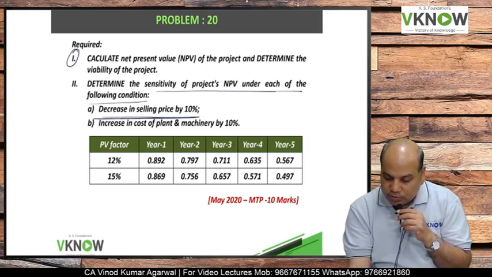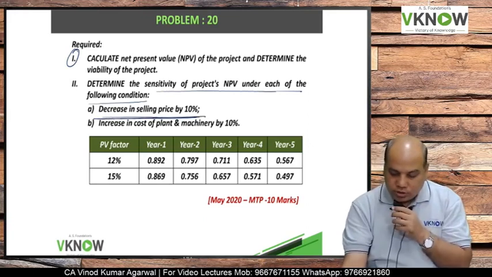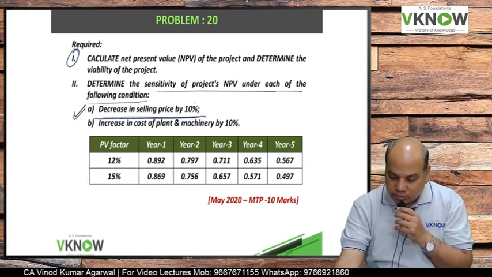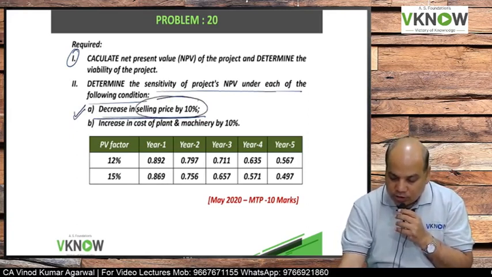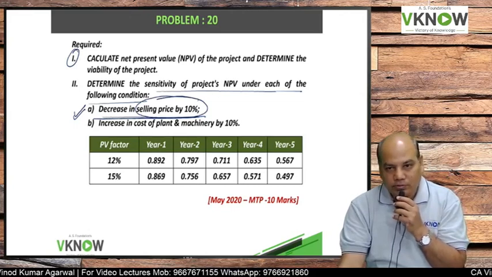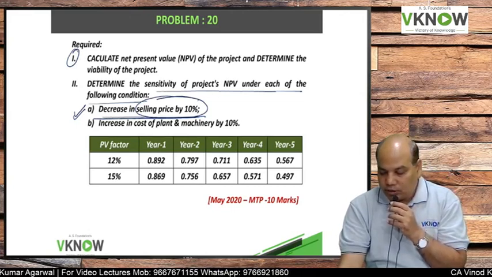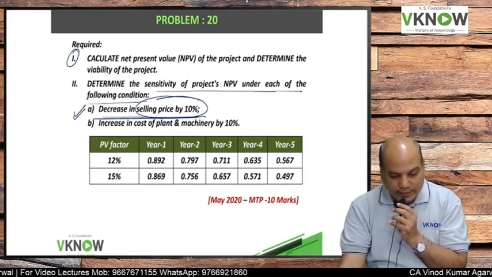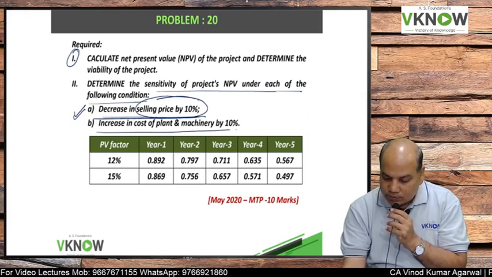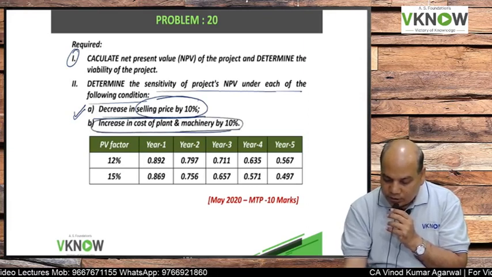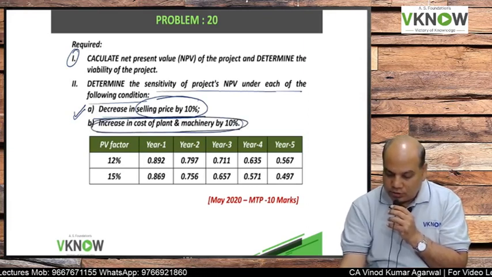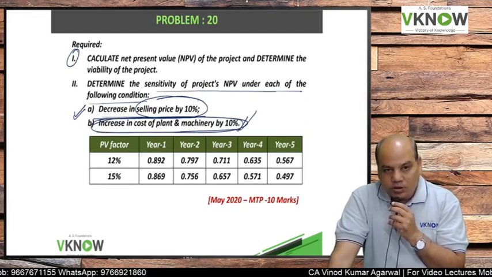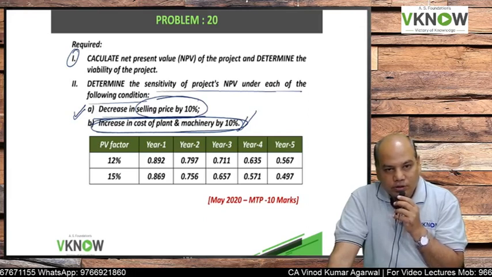Decrease in selling price by 10%. So this time they have given you find the revised NPV assuming selling price will decrease by 10%. And by what percentage NPV would change? Understood? And then we have increase in the cost of plant and machinery by 10%. Now this increase in cost of plant and machinery also means your depreciation will also change. Understood?